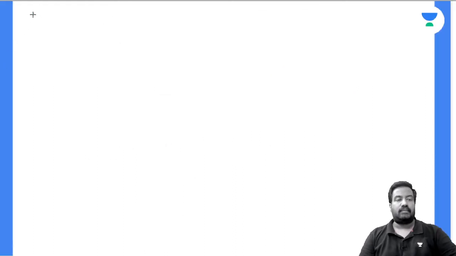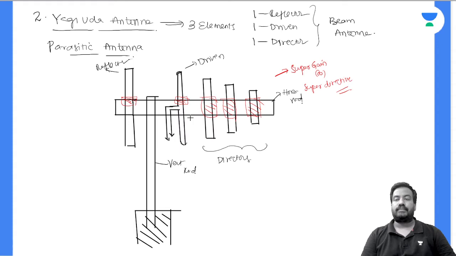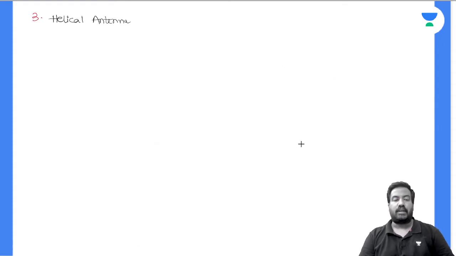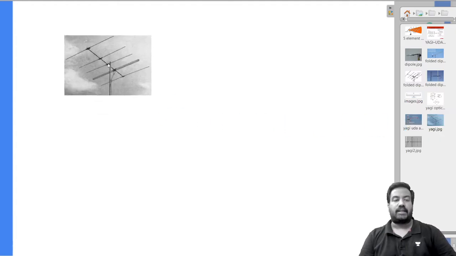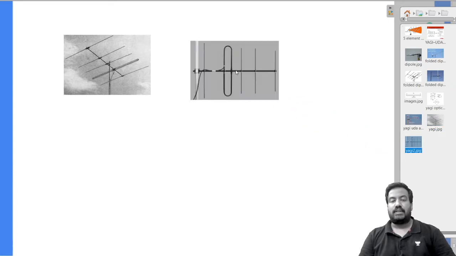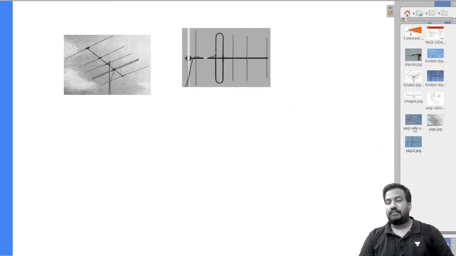Third one, very important one, helical antenna. If you want, I'll show you some Yagi-Uda antennas also here. One second, let me show you some. See here, these are Yagi-Uda antennas, which are super gain antennas, previously used for TV reception.